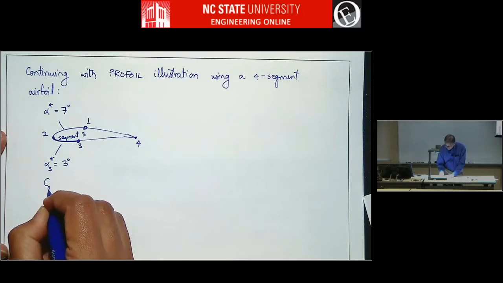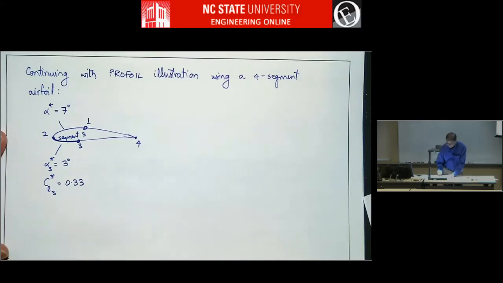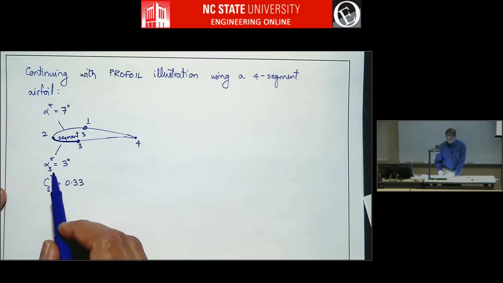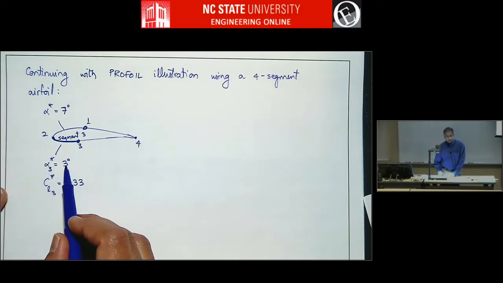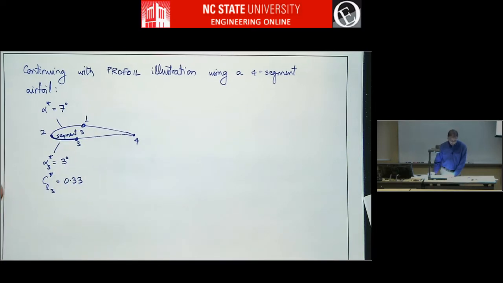That means CL star for segment number 3 is 0.33. So just don't confuse the segment number and the alpha star. In this particular example, I just chose 3 degrees for segment number 3. It's just coincidence.